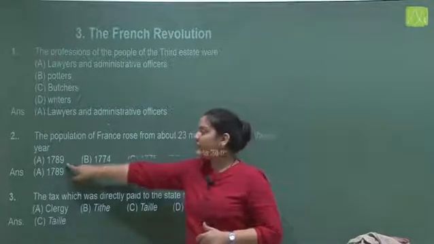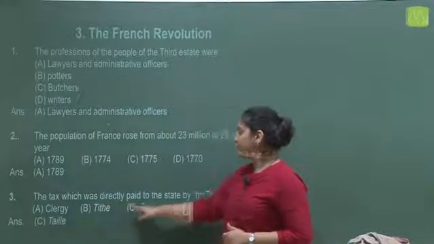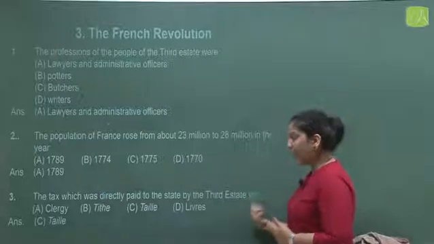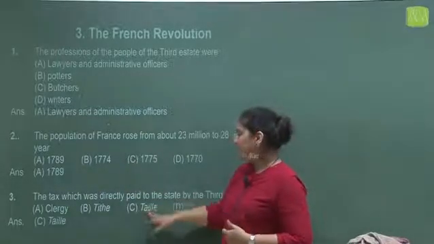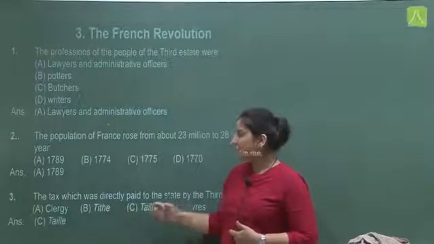So, the correct answer is A. Third question: the tax which was directly paid to the state by the third estate members. Tithe was paid to the church, the second tax, taille, was paid to the state. So, the correct answer shall be C.